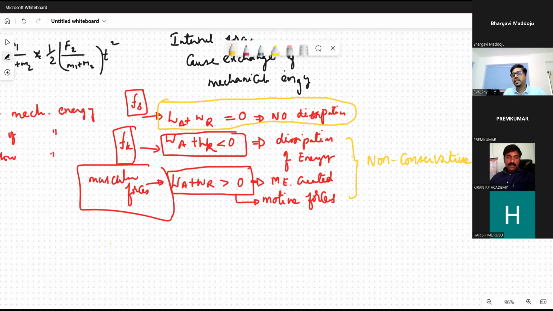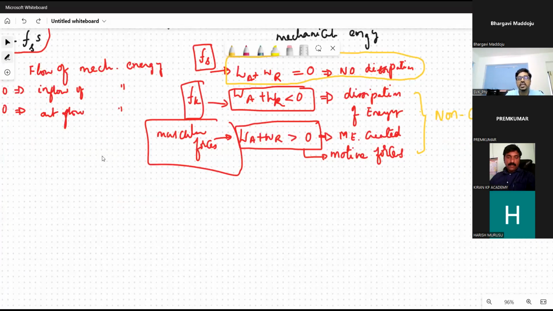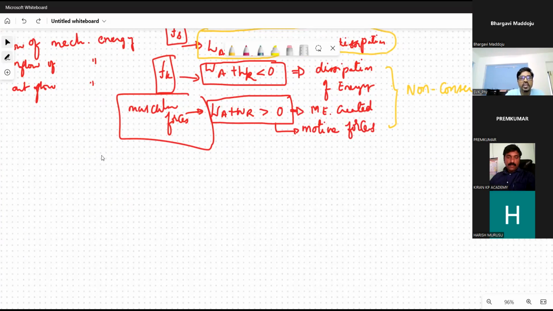So whenever you are studying work, you can visualize it as a flow of energy. Work is a flow of mechanical energy. That's a very important one. When you go to thermodynamics, for example, we write work plus heat equal to delta E and all that. Work is a flow of mechanical energy, heat is a flow of thermal energy. Together they give you the flow of total energy supplied to the system, which changes the internal energy.